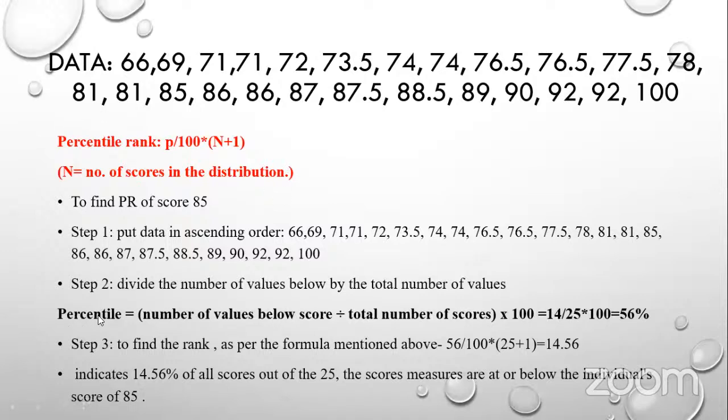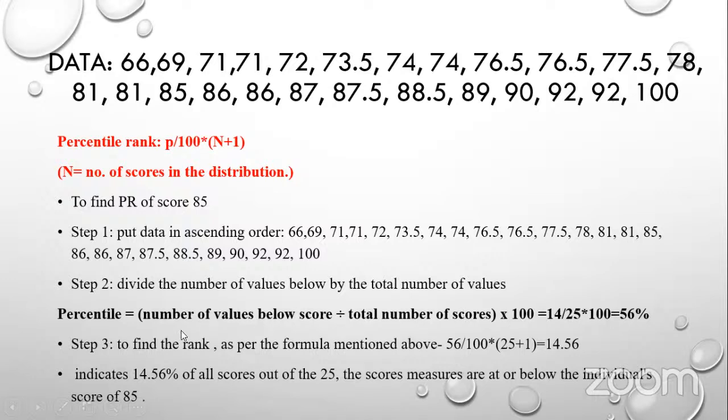Then in order to find the percentile, the number of values below the score is divided by the total number of scores, multiplied by 100. That is the number of values below the score 85. Here the number of scores below the score will be 14. Then it will be divided by the total number of scores, that is 25, and multiplied by 100, and we will get 56%.